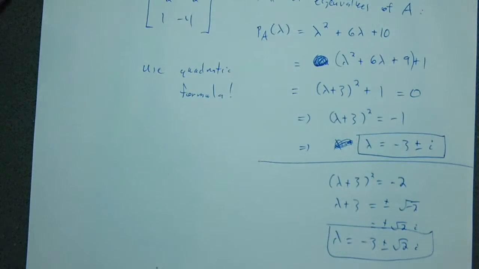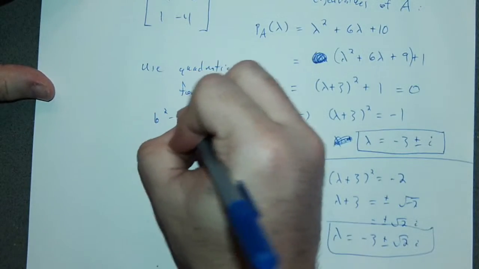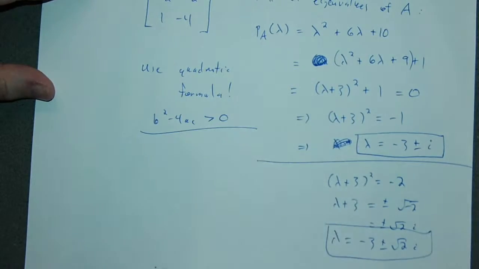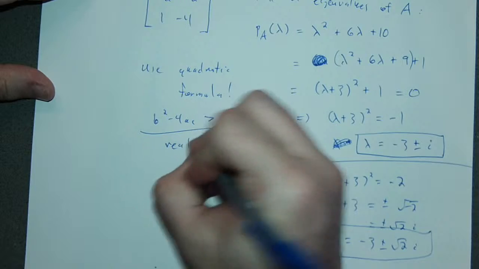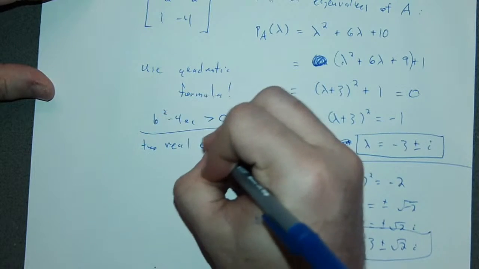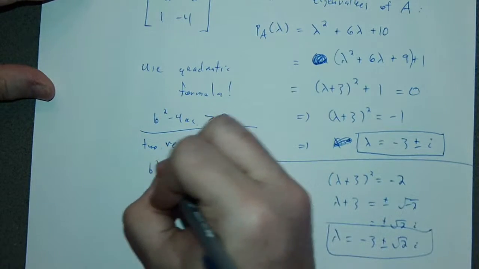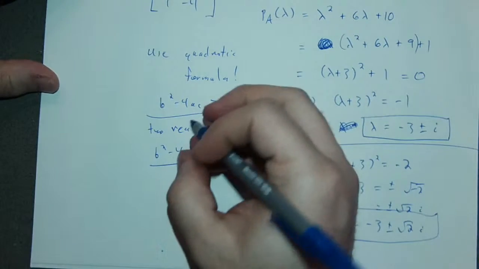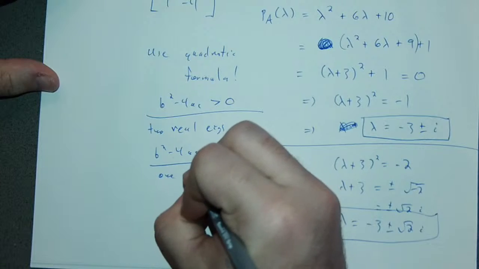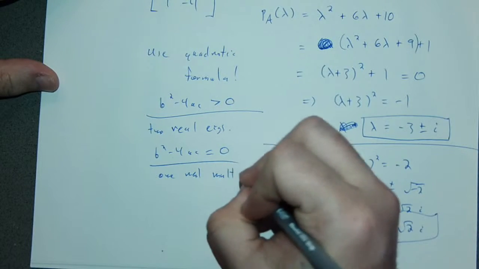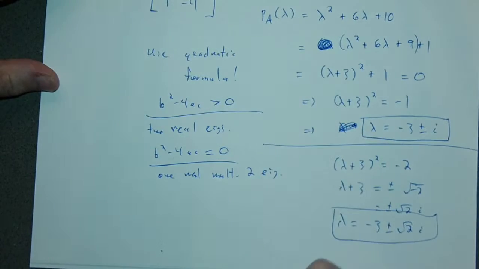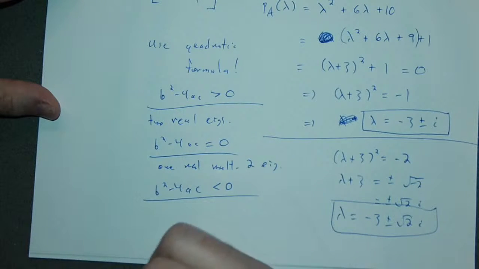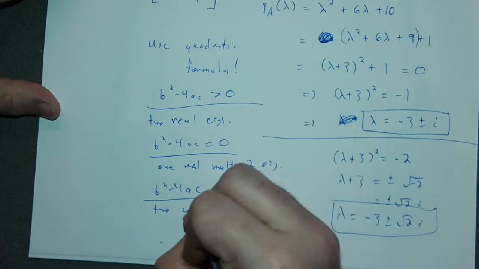In fact, if you use the discriminant, b squared minus 4ac, if this is positive, what do you have? You have 2 real eigenvalues, right? If b squared minus 4ac is 0, what do you have? 1 real multiplicity 2 eigenvalue. And if b squared minus 4ac is less than 0, you have 2 complex eigenvalues, right?